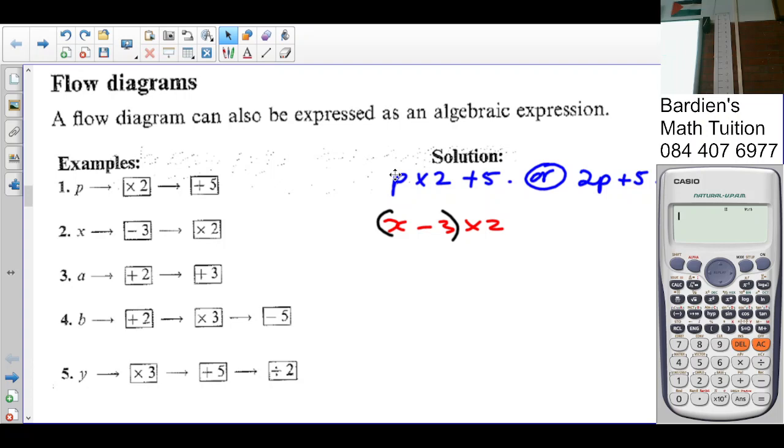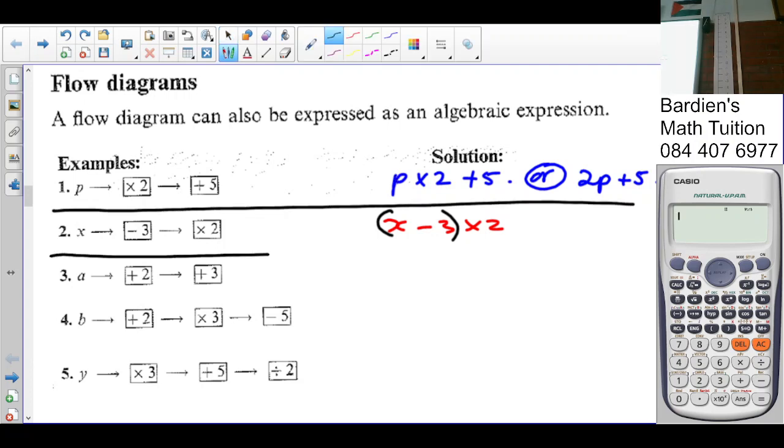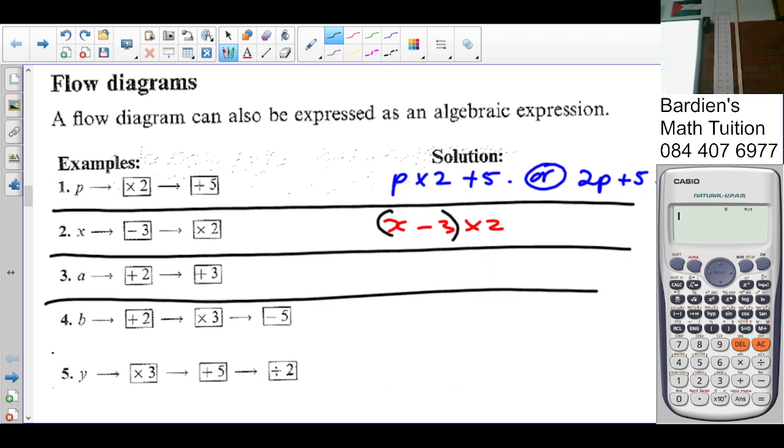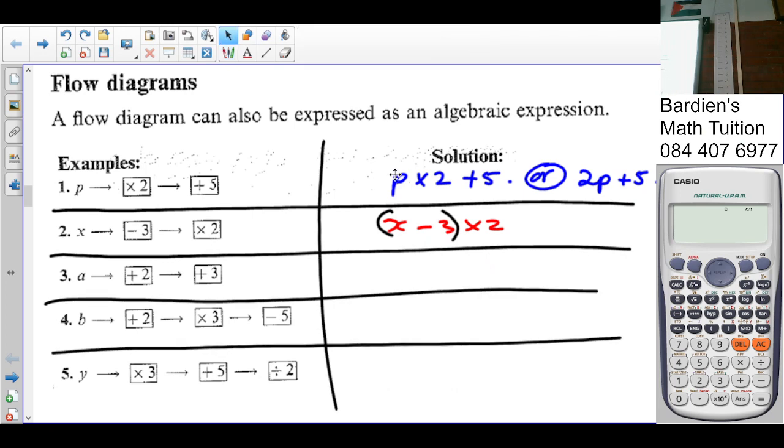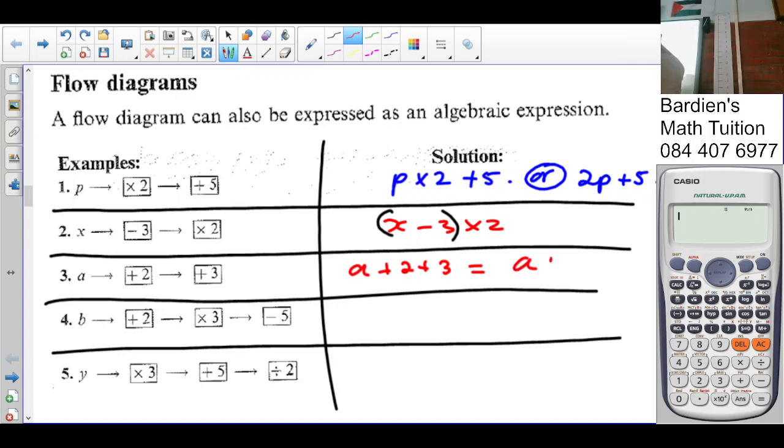Okay, next. Number 3. A plus 2 plus 3 equals A plus 5. Yes, sir. A, keep on telling yourself you're smart. Maybe you will believe it. It's a joke. So, A plus 2 plus 3. So you go A plus 2 plus 3. That is equal to A plus 5. Not so. Yeah. Next.